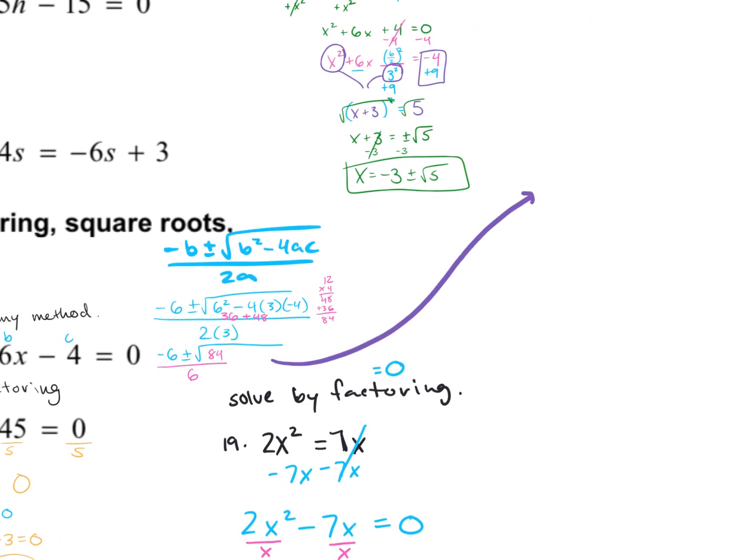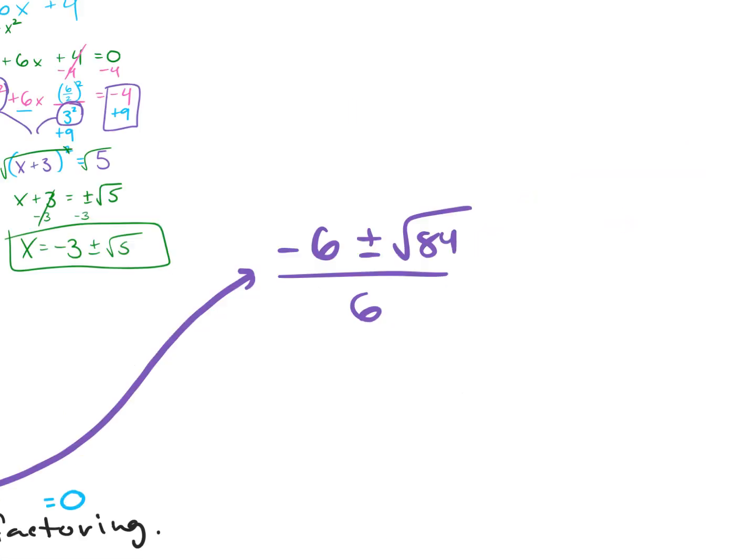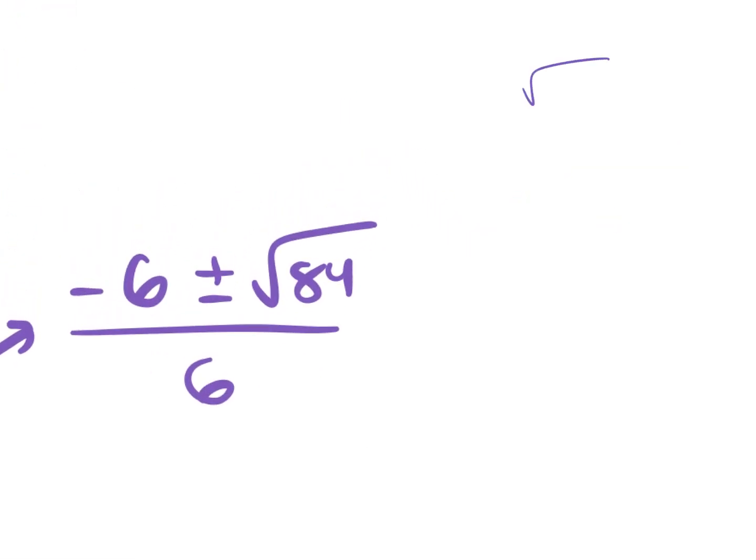Awesome. Let's break down our square root. I'm going to write it over here so we have more room. So negative 6 plus or minus the square root of 84 over 6. Let's simplify our square root. What are 2 factors of 84? 4 and 21. 2 factors of 4, 2 and 2, and 2 factors of 21, 7 and 3.